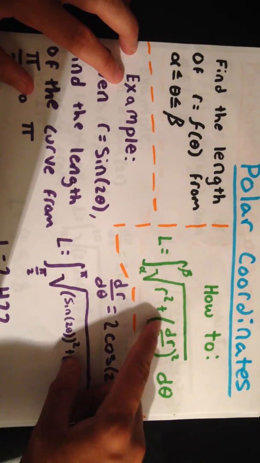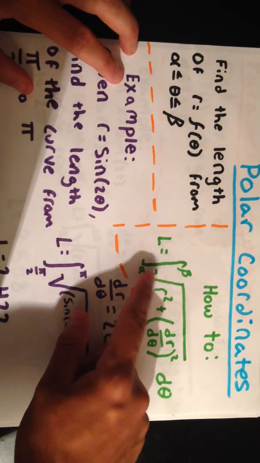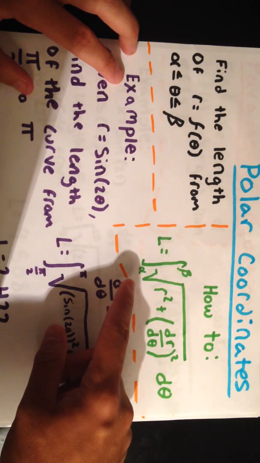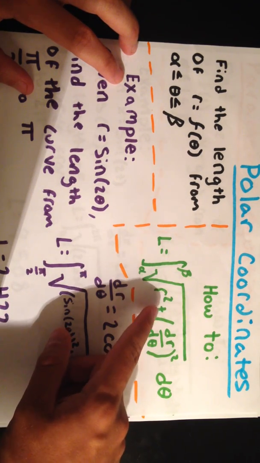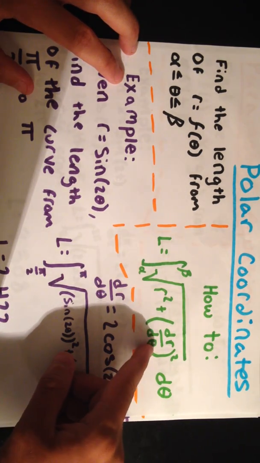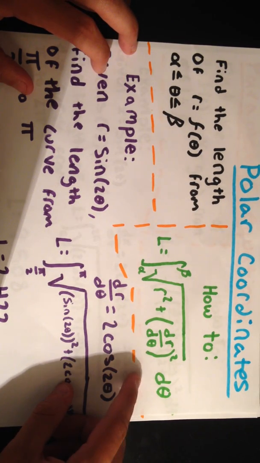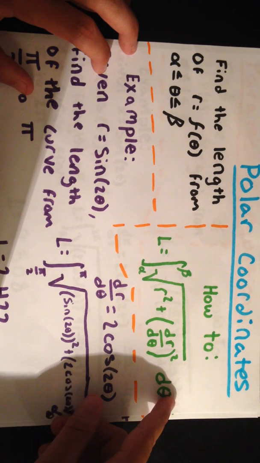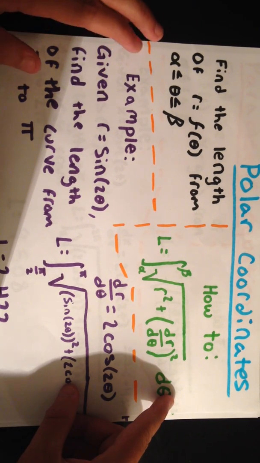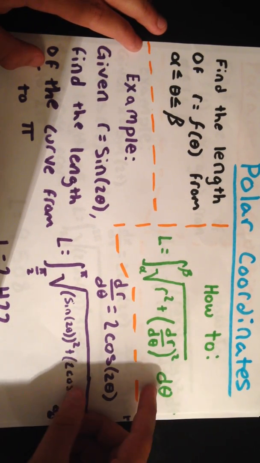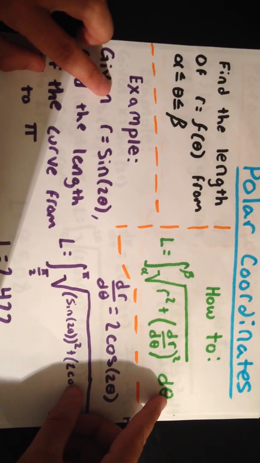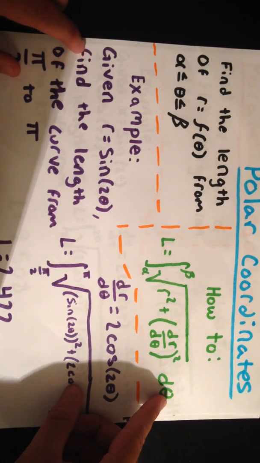Over here we have the equation. The length equals the integral from α to β of the square root of r squared plus the derivative of r, dr/dθ, squared, dθ. And that's going to be important because you need to know this equation when solving problems in real life or just example ones. So speaking of examples, over here we have one.